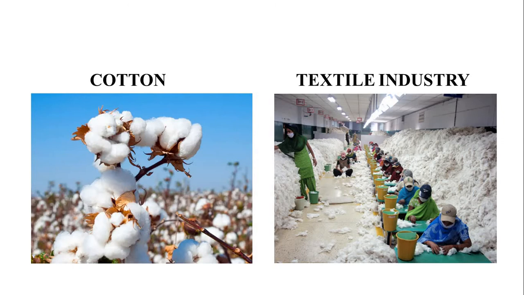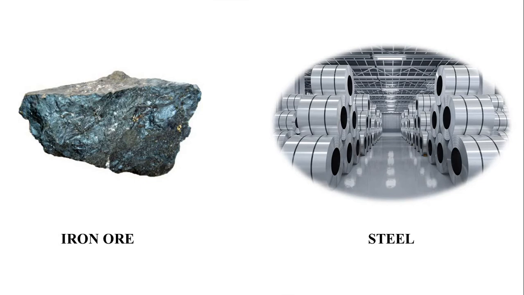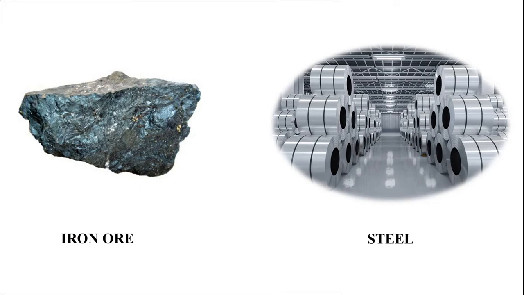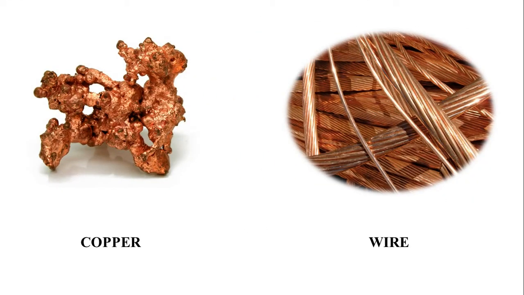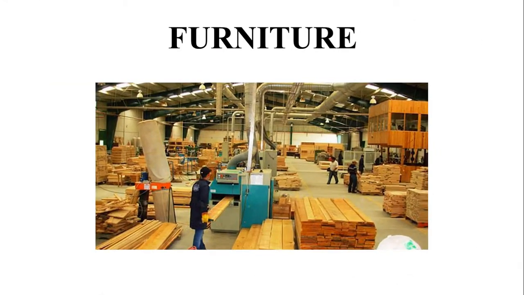Thus, it is evident that natural resources are converted into useful resources by industries, resulting in an increase in the economic utility of the resources. It is only with the help of industries that steel is prepared from iron ore, utensils from aluminium, wires from copper, furniture from wood, etc. Industries are of different types and different sizes. Industries in a particular area develop according to the local needs of the human beings.